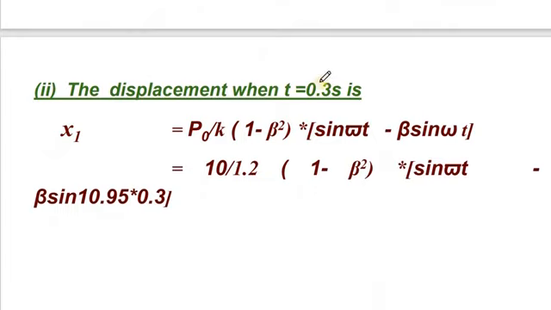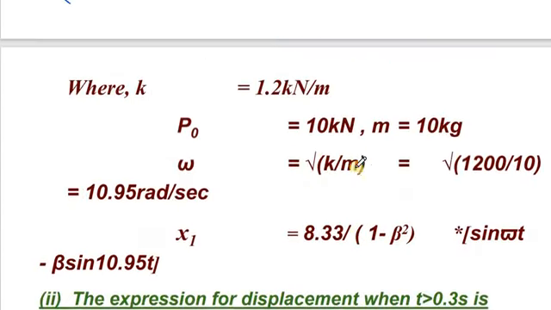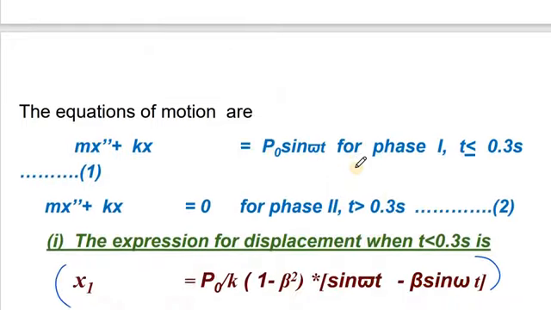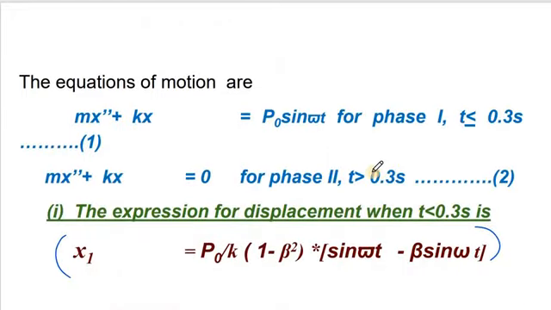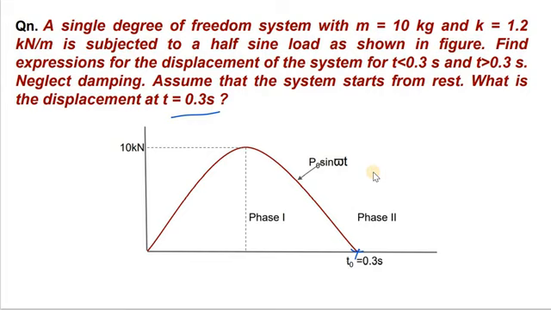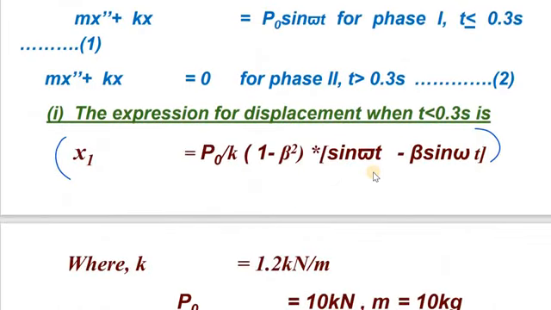Then the displacement at t equal to 0.3. To find out the displacement at t equal to 0.3, t equal to 0.3 means it will be this stage. So it will be the phase 1 stage only. Therefore, I need to substitute here. In this equation, I am substituting t equal to 0.3.